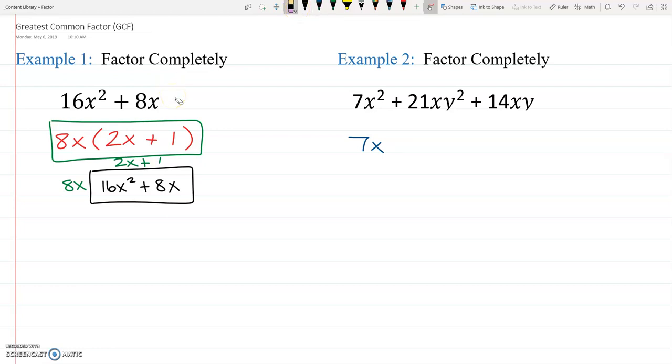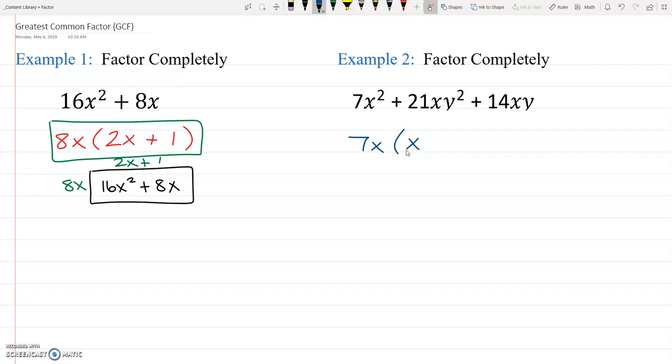I think I can only pull out 1 x in example 2, though, because there's only 1 x in the middle term, 1 x in the last term. Can I pull out a y? No. Why? No y in the first term. Everybody see that? Okay, so all I can pull out is a 7x. I'm going to just put my parentheses here and see what's left. If I pull out a 7 and an x, there's only 1 x left in that first term.